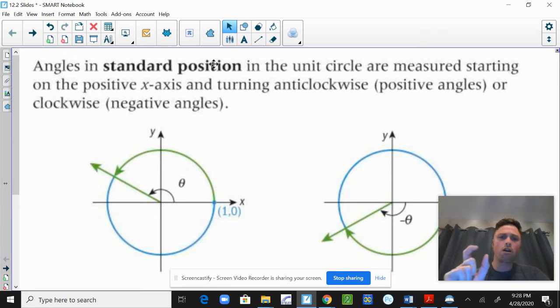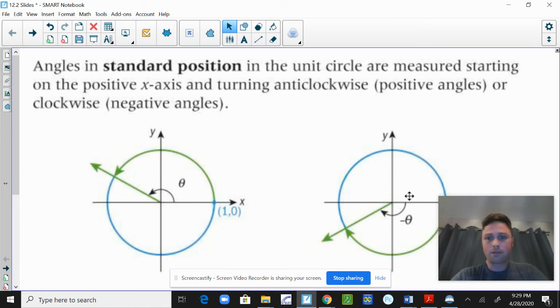Standard position angles are angles that are always measured against the positive side of the x-axis. In both of these diagrams, looking at the positive x-axis here, you'll notice both of these angles are being measured against the right side of the x-axis, where the positive numbers would be, right? A positive angle you could think of as a hand on a clock rotating counterclockwise. So a positive angle will be a counterclockwise rotation from the positive side of the x-axis, and a negative angle is going to be a clockwise rotation. But again, the starting point is the positive side of the x-axis.